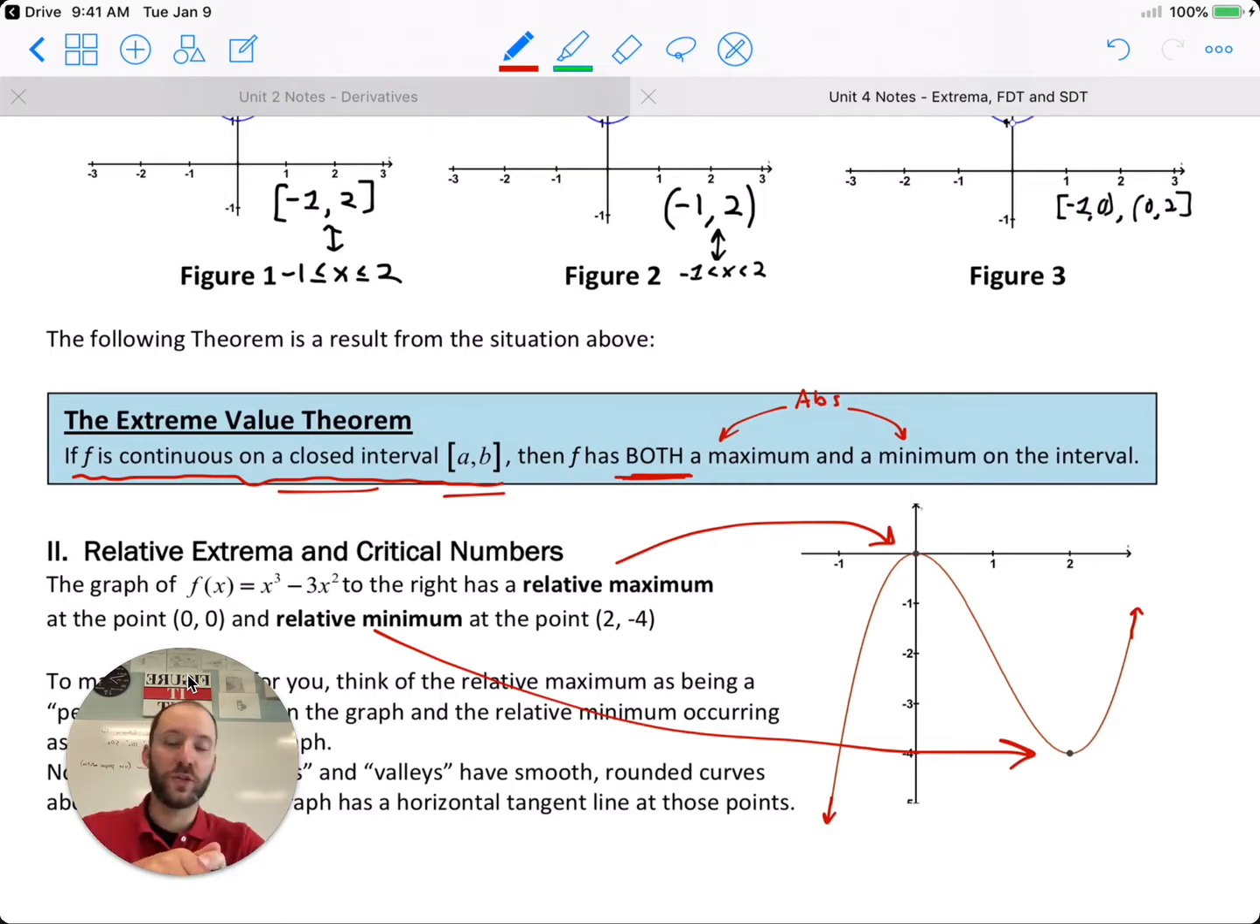So absolutes, relatives, they're different. Absolutes happen when you have a closed interval. Relatives can happen really any time, okay?